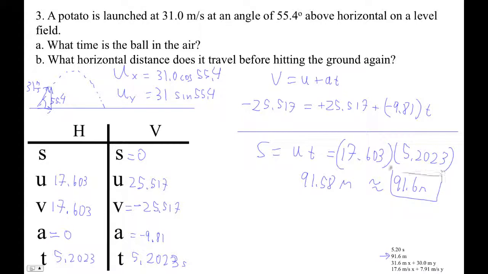With sig figs, 5.20 seconds, right? So that is it. We got the time in the air and the distance it goes. You can, of course, check this range with the range equation, right? Make sure you've got it right. All right, good enough.